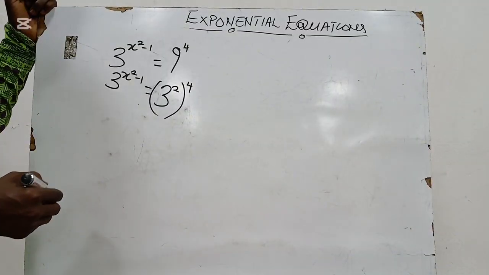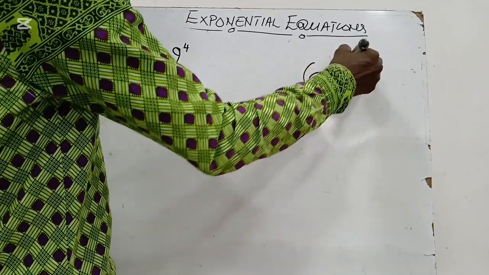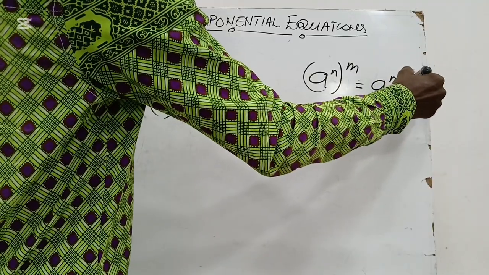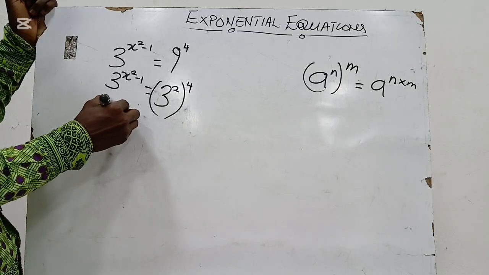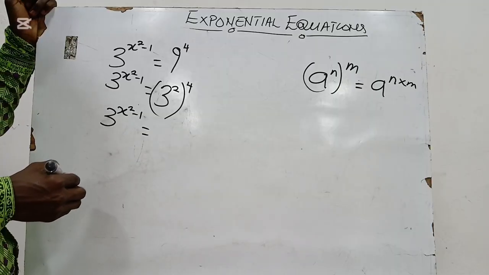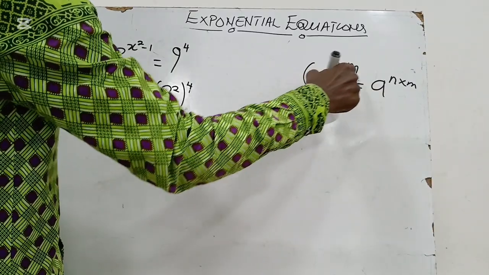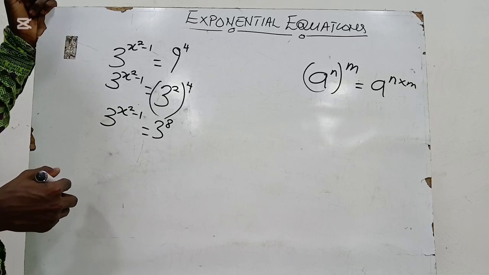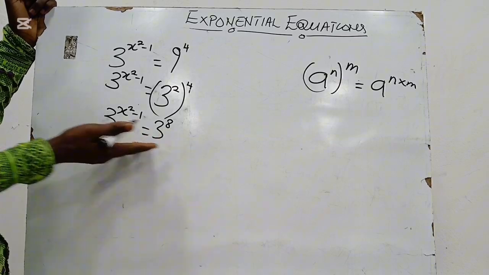Are you following? Great. Do you remember the law which says that if you have a exponent n in brackets, everything exponent m, it is the same as a exponent n times m? Do you remember that law? Nice one. So let's go. 3 raised to the power x squared minus 1 is equal to 3 raised to the power, so this 2 times 4, n times m. So 2 times 4 is 8. I hope you are getting it. Great. So we will just rewrite it again. Now this is what we have.